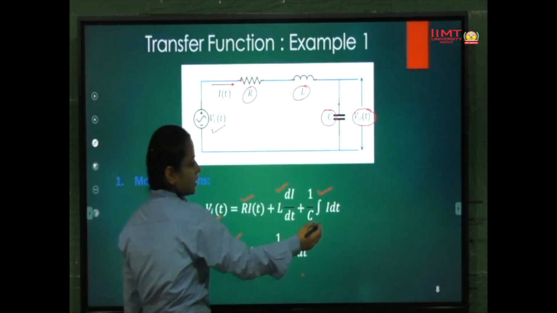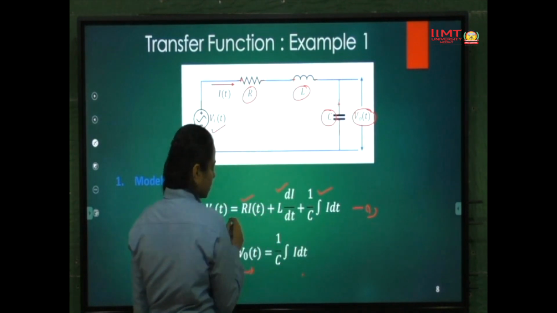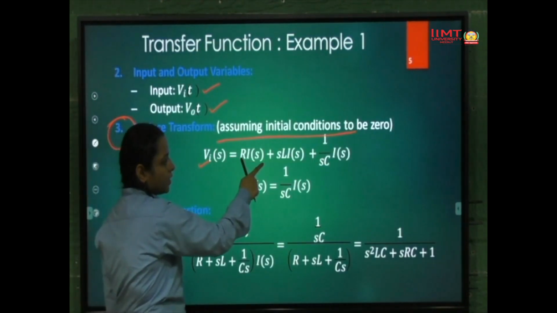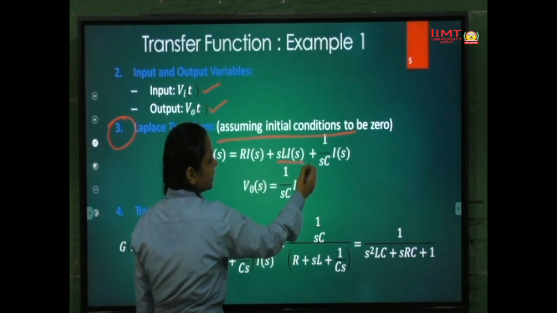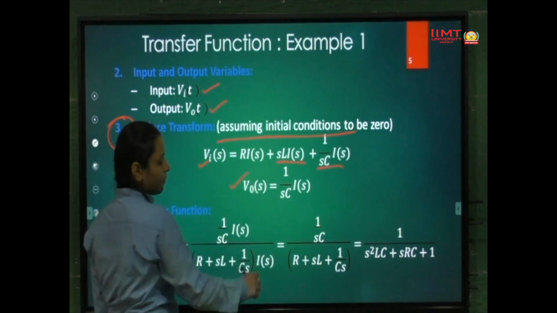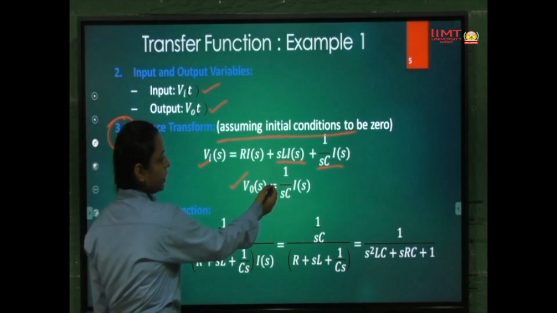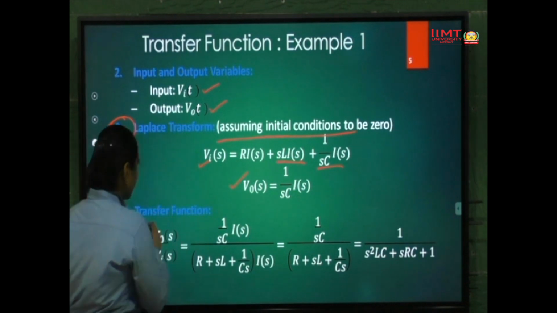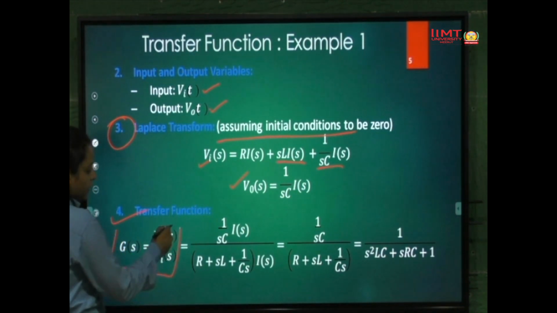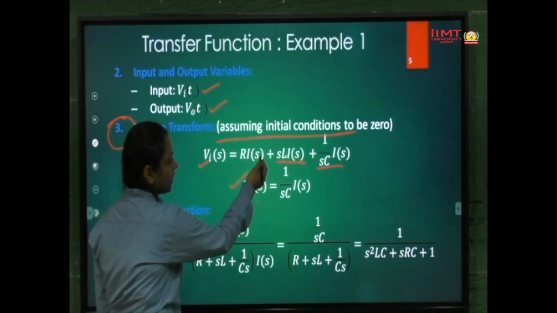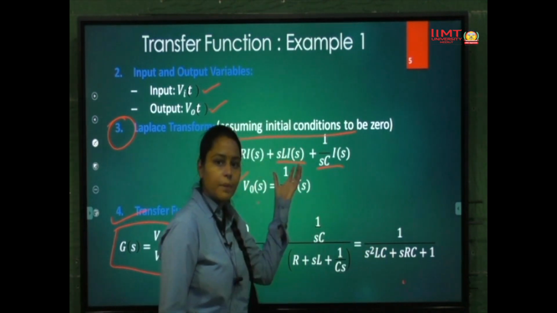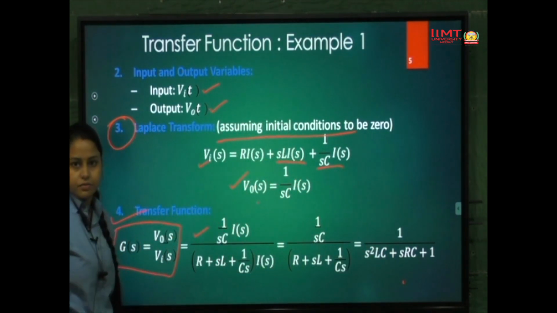The Laplace transform of this equation would be Vi(s) equal to R I(s) plus sL I(s) plus 1 by sC I(s), and for the Laplace transform of equation number 2, we get V0(s) equal to 1 by sC I(s). The final step is to get the transfer function, which is equal to V0(s) upon Vi(s). So we put the values of V0(s) and Vi(s) from here, and then we get the transfer function. So this is the method by which we calculate the transfer function of any given system.